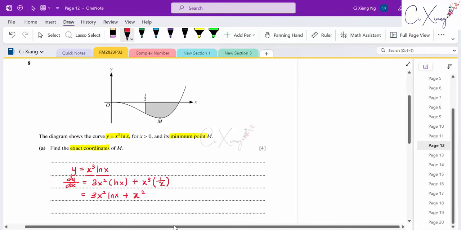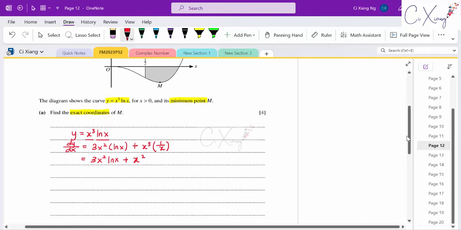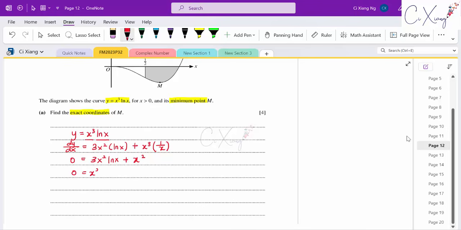Okay, so to get the minimum point, we actually need to let dy/dx equal 0, and we try to solve it. If I factorize out the x squared, I'm having 3 ln x plus 1. From here we try to solve it: I'm having x squared equals 0, and then 3 ln x plus 1 equals 0.